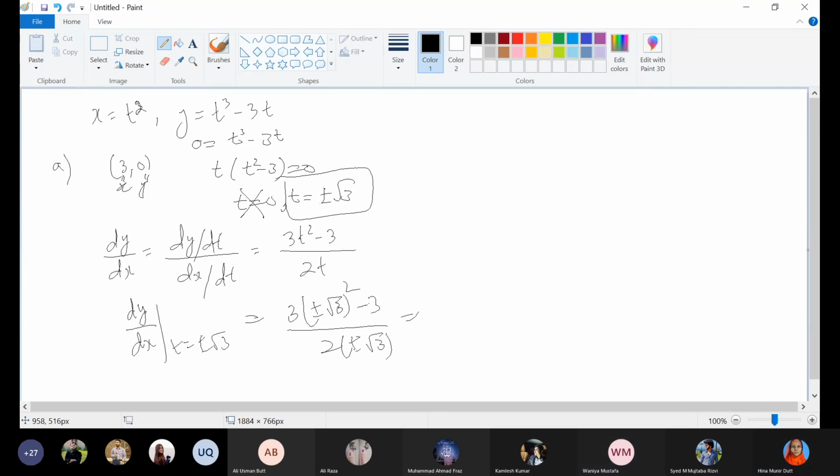Nine, 6 in the numerator, 3 over plus minus under root 3. 2, 3, and then plus minus under root 3. Finally, I will get this. Basically, I will get 6 over 2 plus minus under root 3, and after simplifying, I get plus minus under root 3, right?